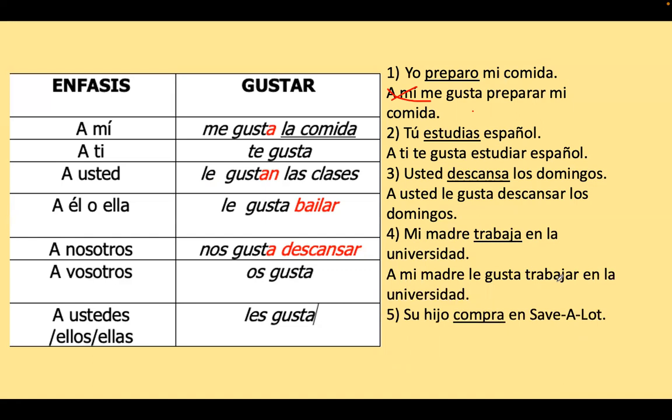Su hijo compra en Save a Lot. This su hijo can be his or her son buys in Save a Lot. So the answer is, a su hijo le gusta, that is missing here, le gusta comprar en Save a Lot. So add here the le gusta comprar. Okay. A su hijo le gusta comprar en Save a Lot. Okay, vamos al resto.